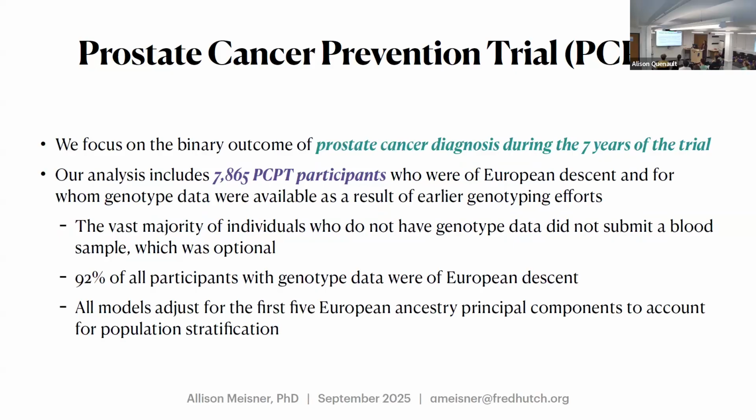So in this analysis, we focus on the binary outcome of prostate cancer diagnosis during the 7-year trial. And we focus on about 7,800 participants who were of European descent and for whom genetic data were available as a result of an earlier genotyping effort. Most, like 98%, of individuals who do not have genotype data don't have it because they didn't submit a blood sample. This was optional. Now we always get blood samples; 25 years ago, we didn't. But of those who had genotype data, 92% were of European descent. So this focus on European descent participants does not exclude many people.